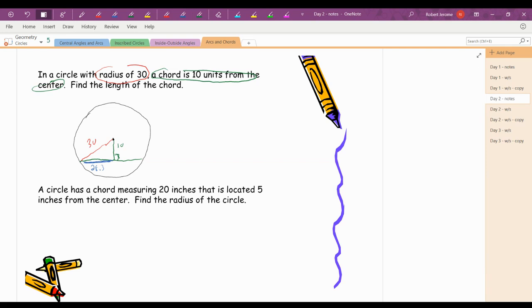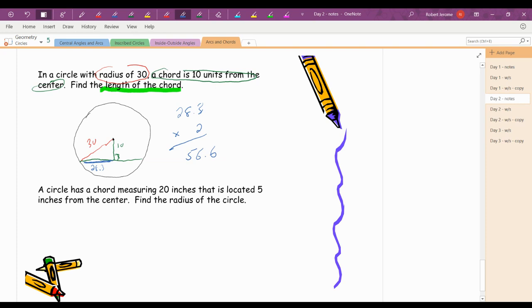But look at the question. Length of the chord. So we're going to have to take our 28.3 and we're going to double it to get the entire chord. So 28.3 times 2 is going to give us 56.6.